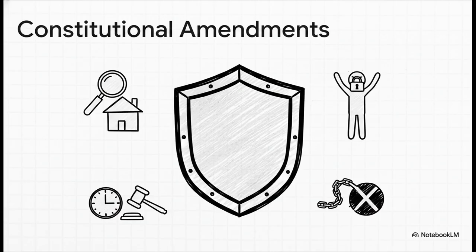You've got the 4th Amendment protecting you from unreasonable searches and seizures, the 5th protects against double jeopardy and self-incrimination, the 6th guarantees the right to a speedy trial and an impartial jury, and the 8th protects against cruel and unusual punishment. Listen, these aren't just dusty historical footnotes, they're the active shield for your rights every single day.